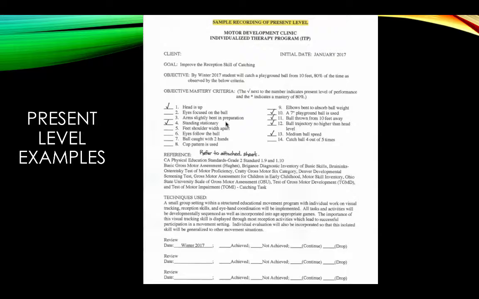Now, these other items that were not checked off, 2, 3, 5, 6, 7, 8, 9, and 14, I then need to pull up a Word document and write down, what did I see? So the eyes focused on the ball. Okay, that's not checked off. So where were the eyes focused? The arms were slightly bent in preparation. That's not checked off. So what were the arms doing?